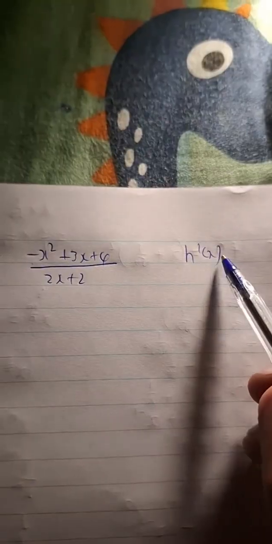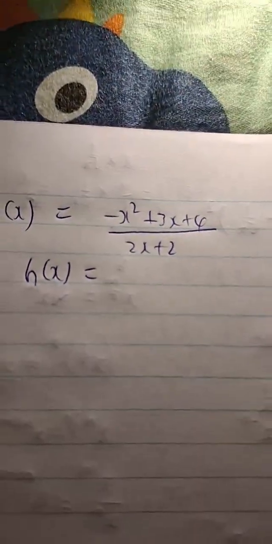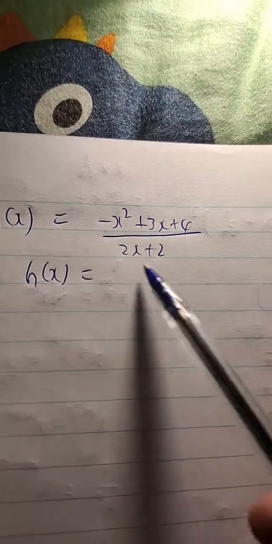Okay, we need to get what? H prime x. But remember, that's the notation that will only appear when we are ready to derive. So we take this function as it is, and we first try and simplify it. You can see this is in grade 9.